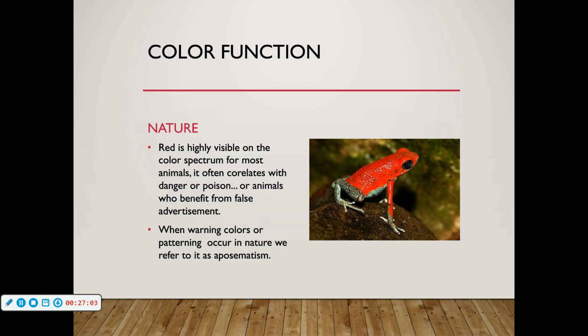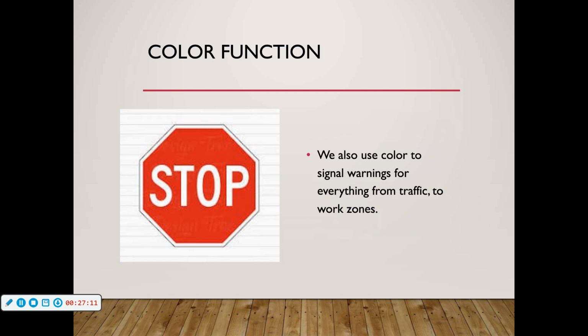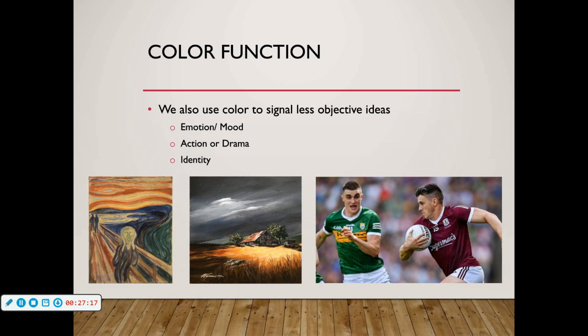So when warning colors or patterning occur in nature, we refer to it as aposematism. We also use color to signal warnings for everything from traffic to work zones. We also use color to signal less objective ideas, emotion, mood, action or drama, and identity.